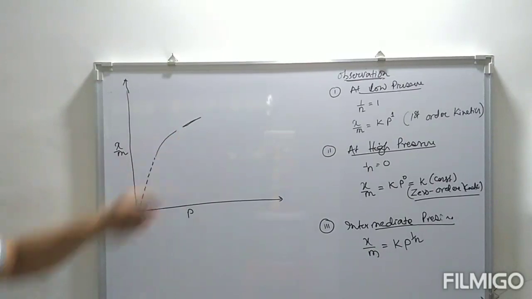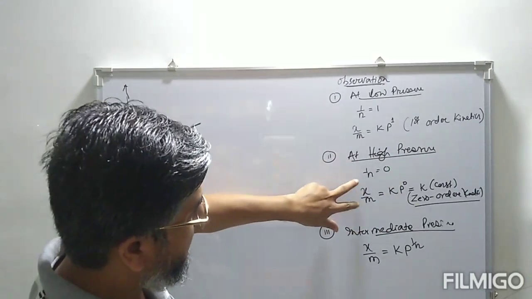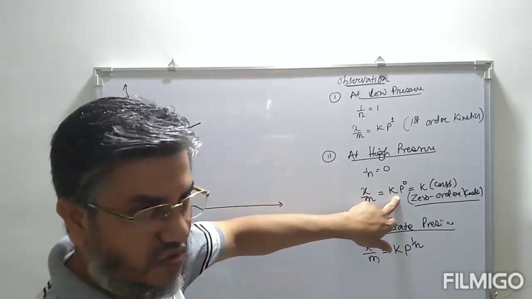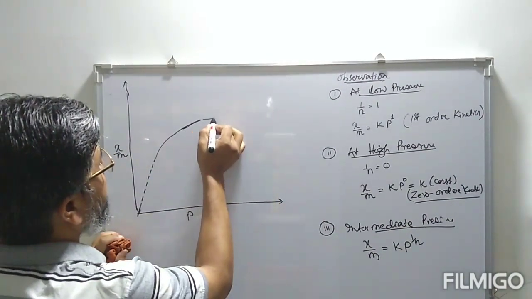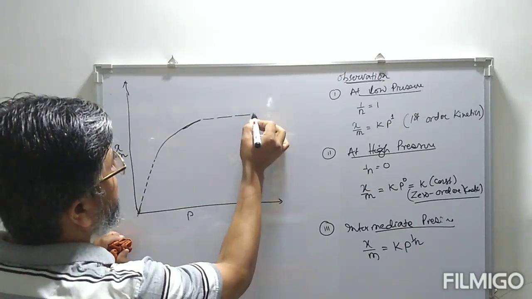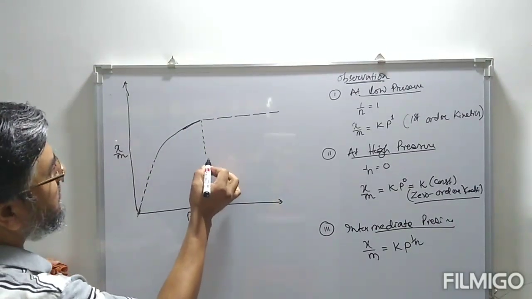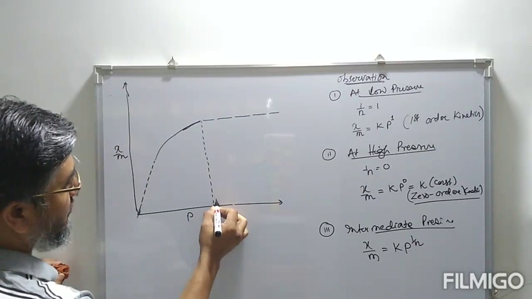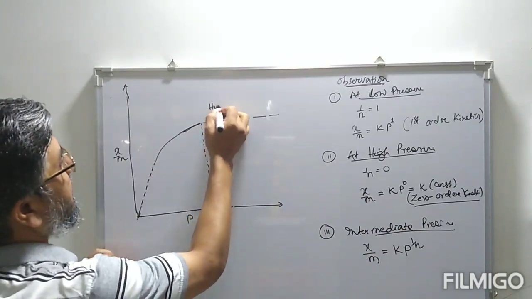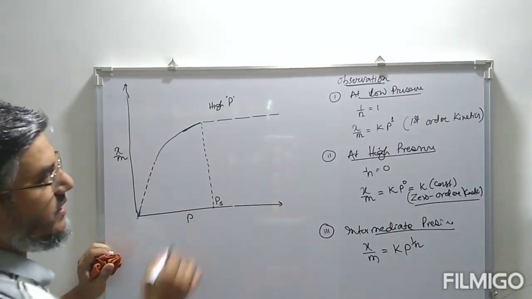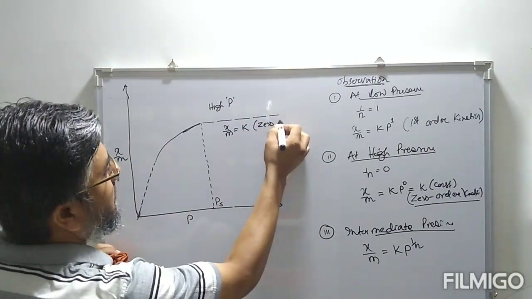So this is intermediate zone. Now at high pressure zone, extent of adsorption is constant following zero order kinetics. So again, the rate of adsorption is constant. So this point, that is what you call as saturation point or PS, saturation pressure. So this is high pressure zone. At this high pressure zone, we have x by m is equal to k, that is zero order.